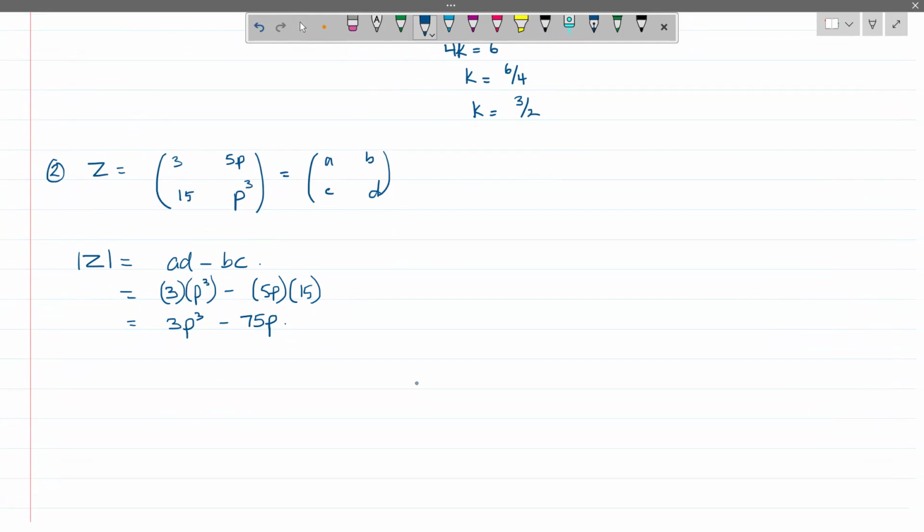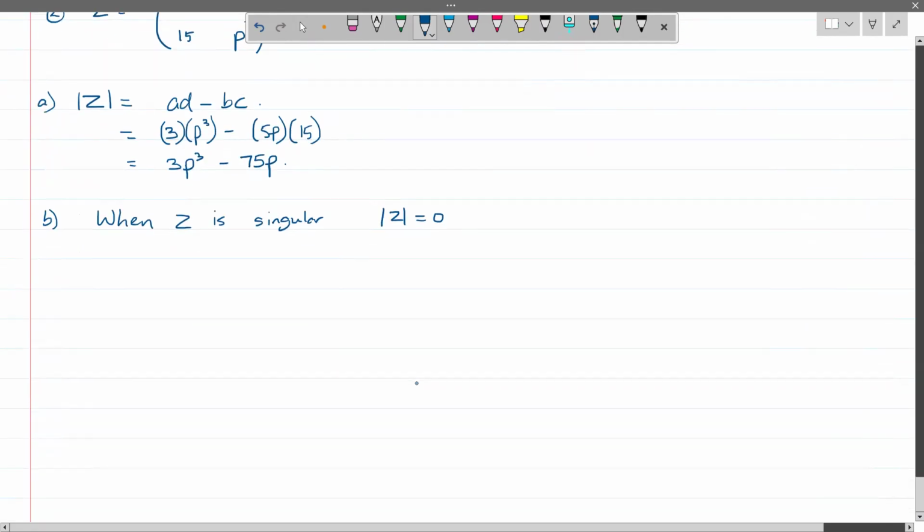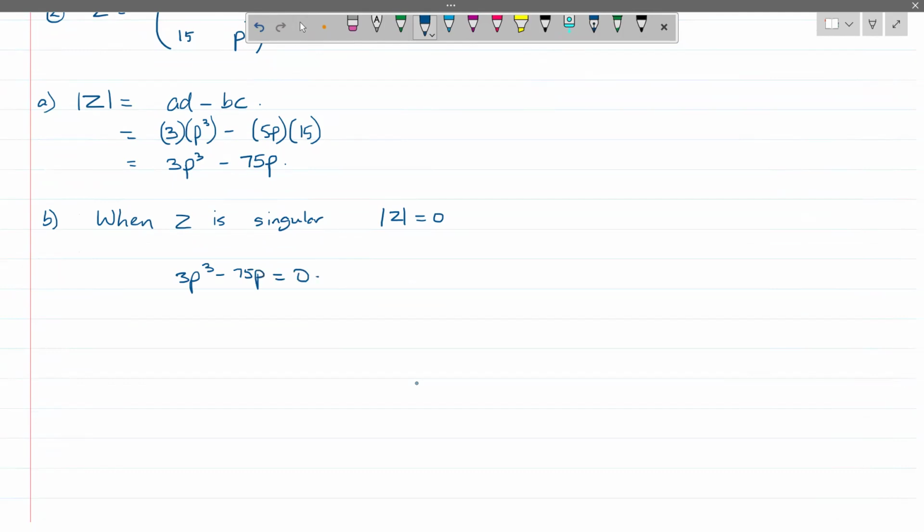Then for part B, when Z is singular, it means that the determinant is equal to 0. So 3P cubed minus 75P is equal to 0.